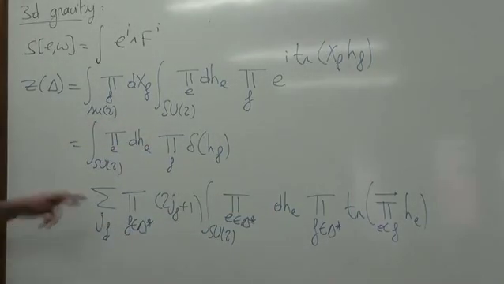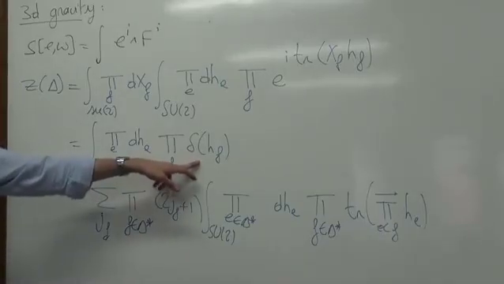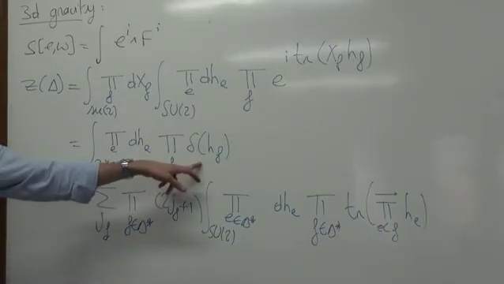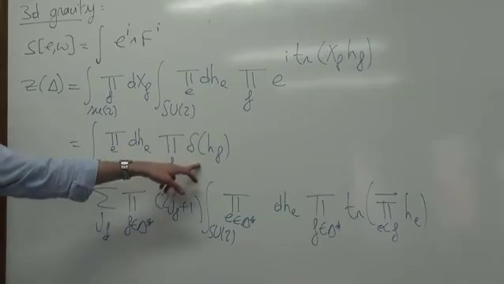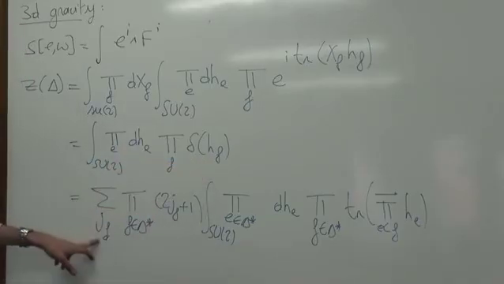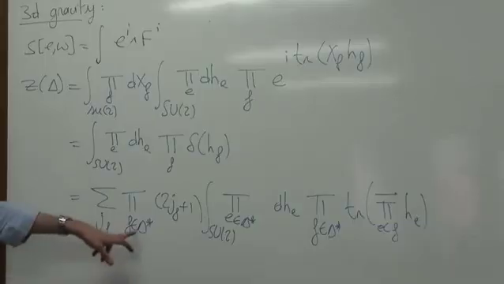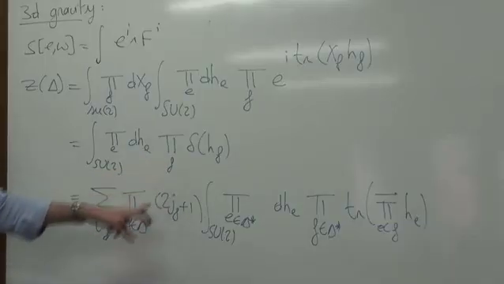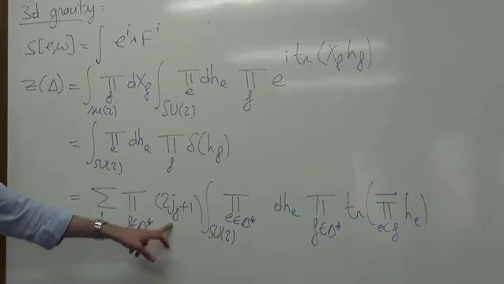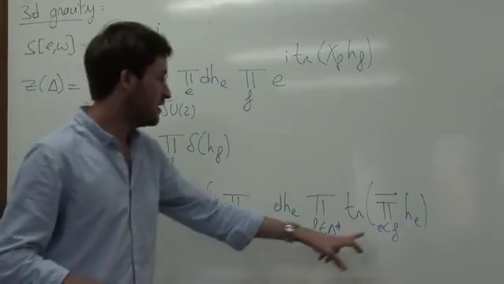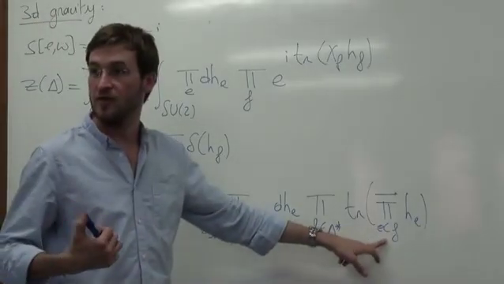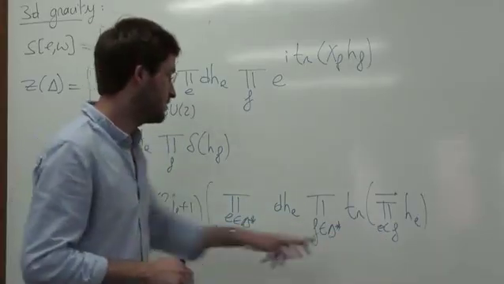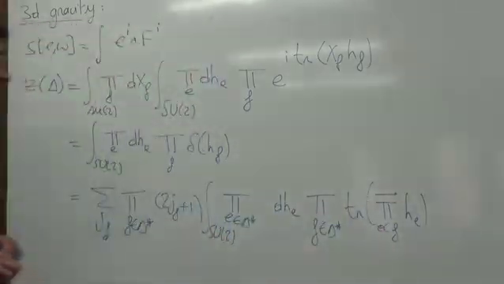The only thing that I did is expand this delta function on SU2 with the Peter-Weyl theorem that we wrote last week. And so this tells you that the delta function on SU2 is the sum over all the spins, and I have a product over the faces of all the representations, and then I have a product over the faces of the trace of the representation matrices. This is the trace of these SU2 group elements.